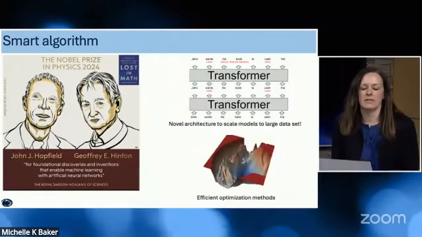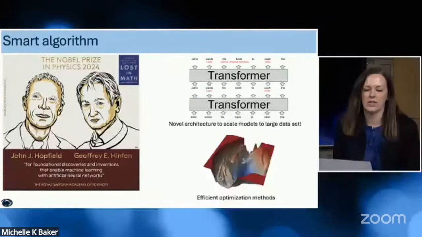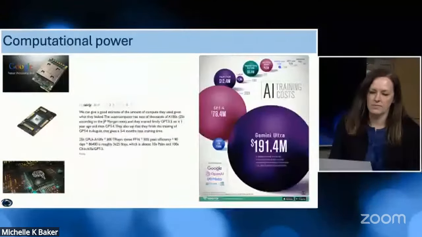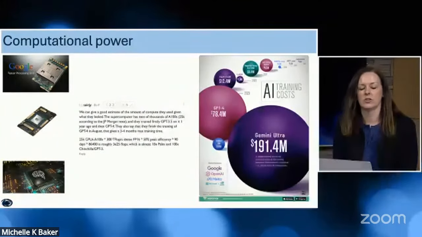Algorithms have become increasingly sophisticated. In fact, this year's Nobel Prize in Physics went to computer scientists John Hopfield and Geoffrey Hinton for their efficient optimization methods, which led us to where we are today with generative AI. And computational power has increased significantly.